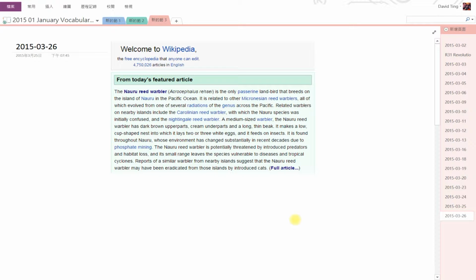The first word of the day, reed. The second word of the day, warbler. Okay, two words together. Reed warbler.